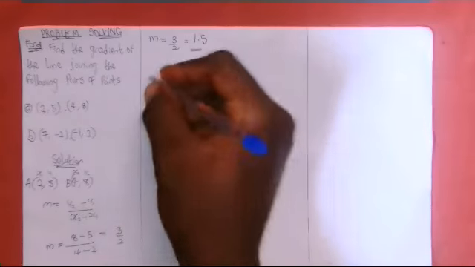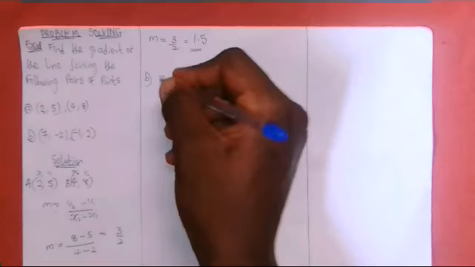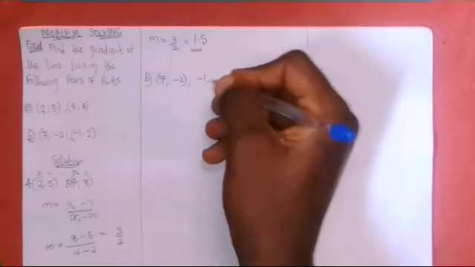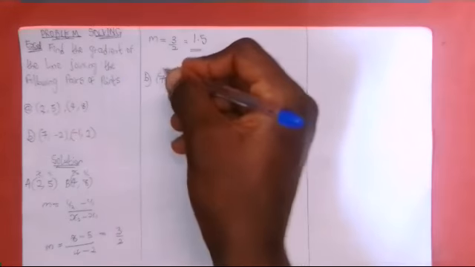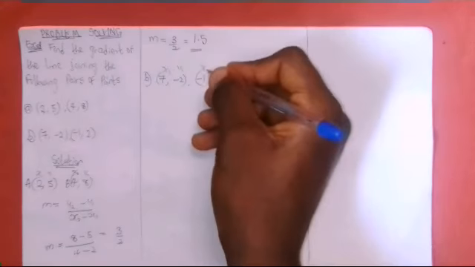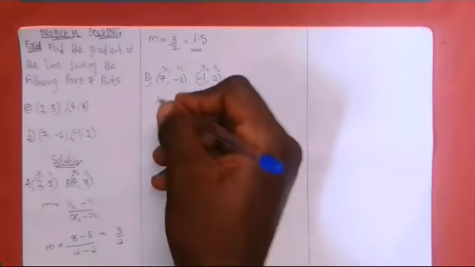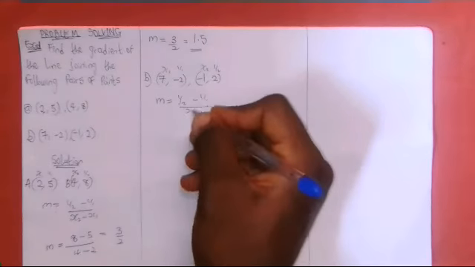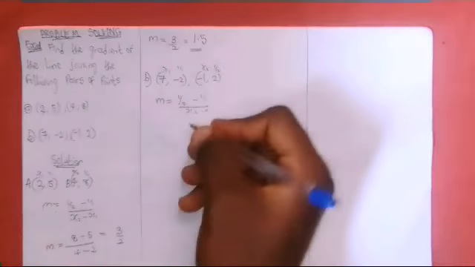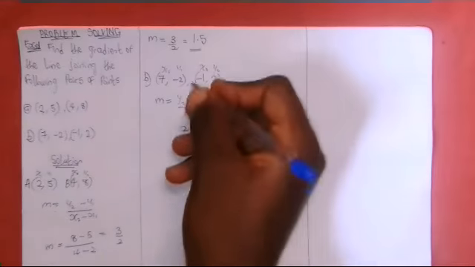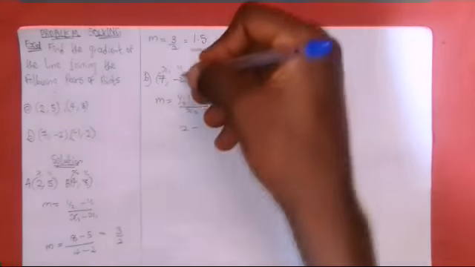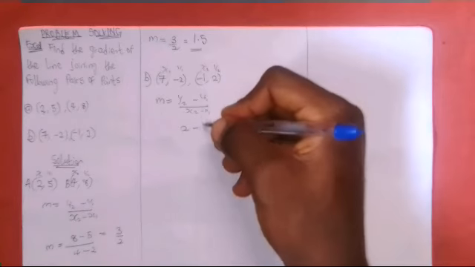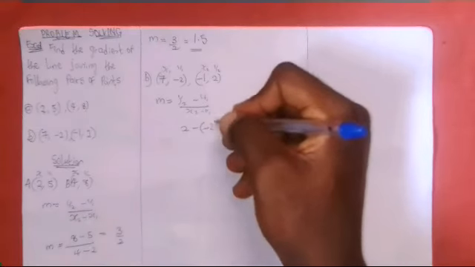The second one is also going to be the same way. 7, minus 2 and then minus 1, 2. This is x1, this is y1, this is x2, this is y2. So substitute again. Our m is equal to y2 minus y1 over x2 minus x1. What does it give us? 2 minus, please note that y1 is minus 2. This minus is this one, but y1 is minus 2, so we put a bracket to separate them.